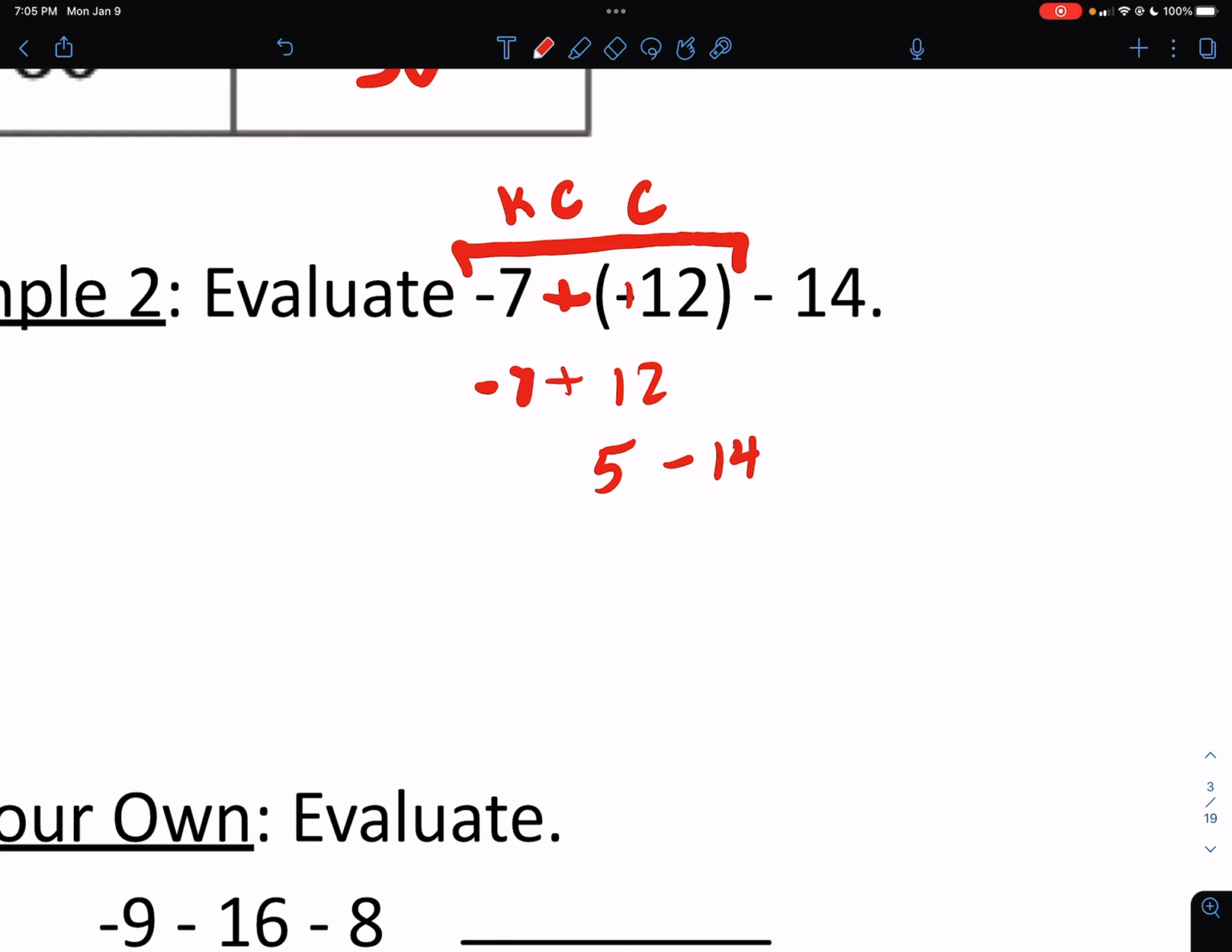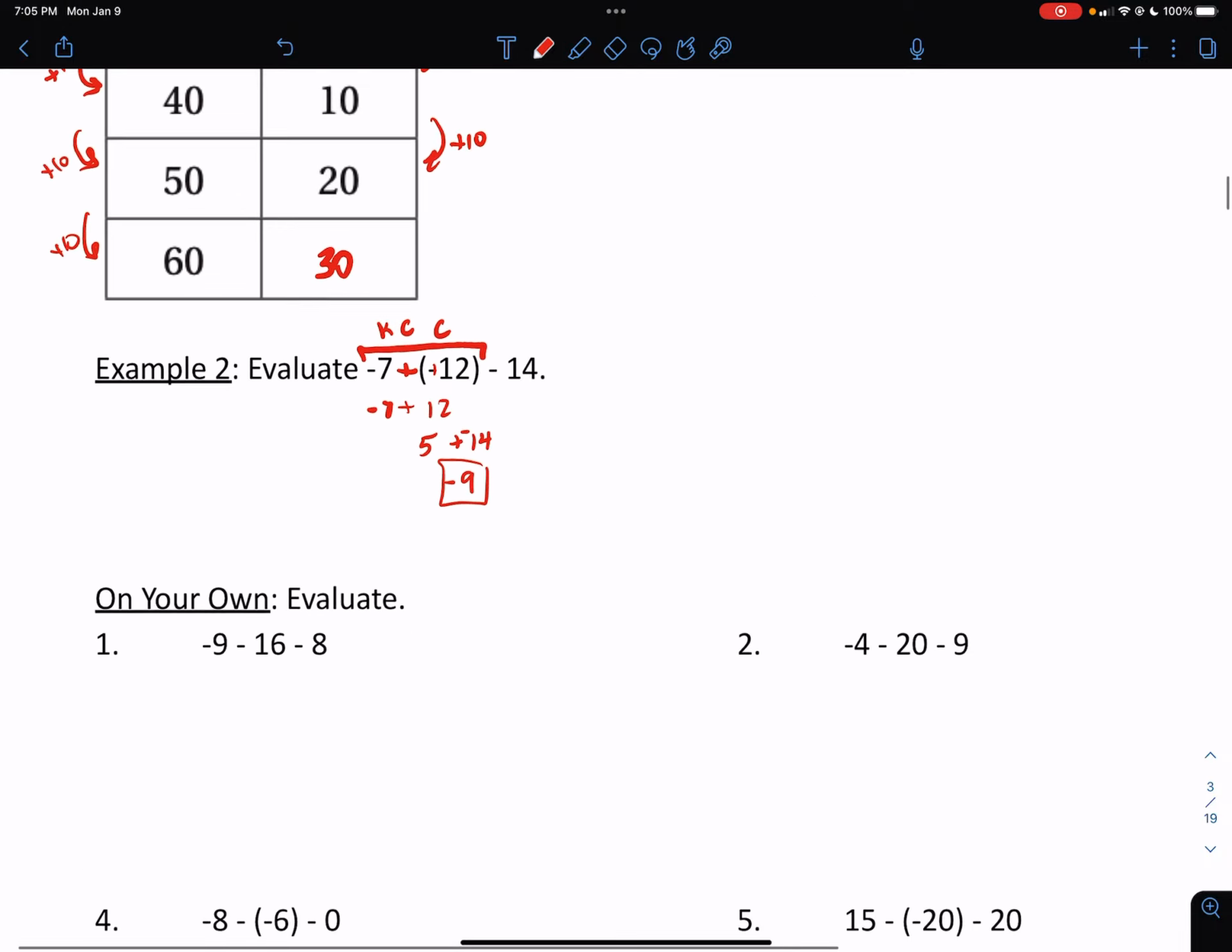You have 5 minus 14. You do keep, change again. 5 plus -14. If you're struggling with this, once again, think about money. You have $5 and then you spend $14. How much money would you have left over? Well, you're in debt, right? You have -$9. So this would be your final answer. When it says evaluate, that's what you are going to do.